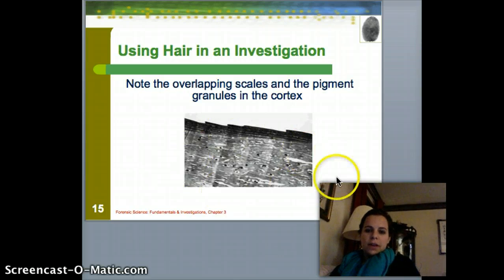So this is a microscopic image from an electron microscope, and you can notice how you can really see the scales of the cuticle and the pigment granules in the cortex really well as compared to what you guys saw in your microscope lab.